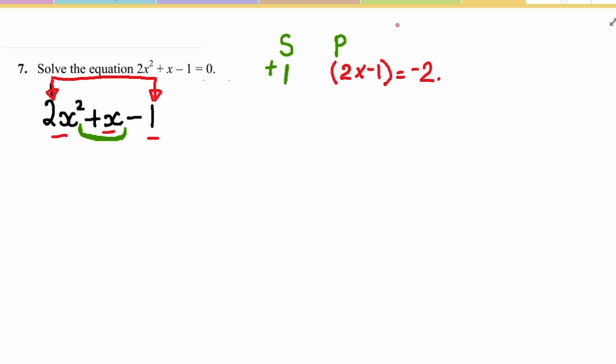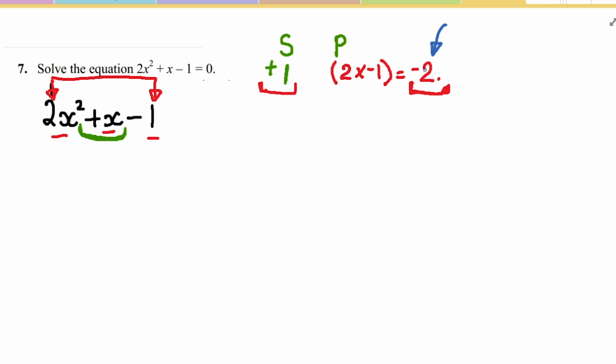In other words, we are looking for 2 numbers that when we add them, give us +1, and when we multiply them, give us an answer of -2. So how do we find those 2 numbers? We find them by going through the products of -2.